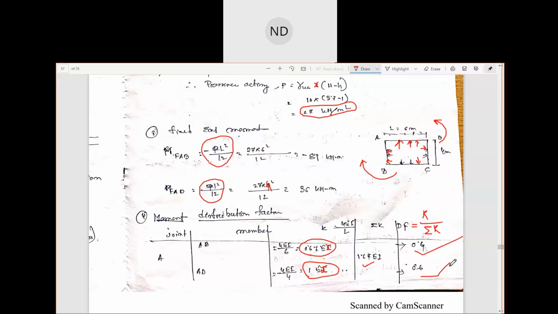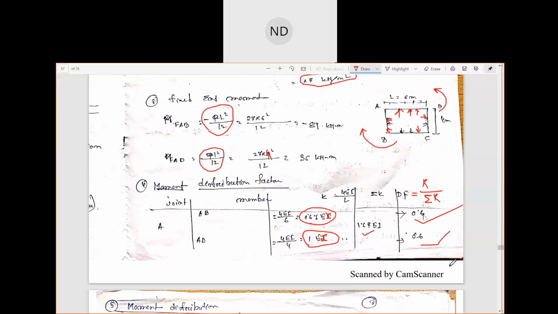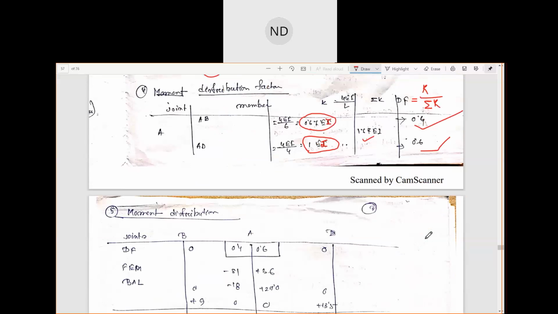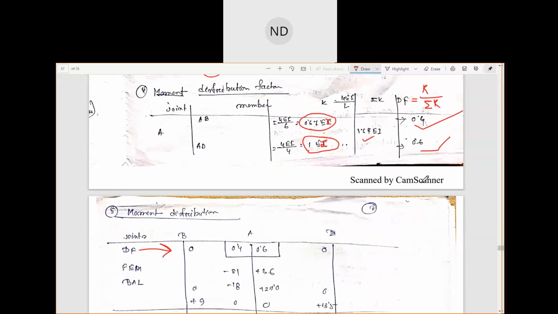Okay, the distribution factor. Now, once we get the distribution factor, we can do the moment distribution. This was a joint here. We have calculated the distribution factor. Now we can find the moment. We can do the moment distribution. So for the moment distribution, this is your A point, your B point, AB member, AD member, or the other way you can take AD, AB, whatever. But here it is done like this, AB member is taking this side, AD is taking this side. Okay. So we know our distribution factor. Here at point A, we have got the distribution factor to be 0.4 for AB and 0.6 for AD.